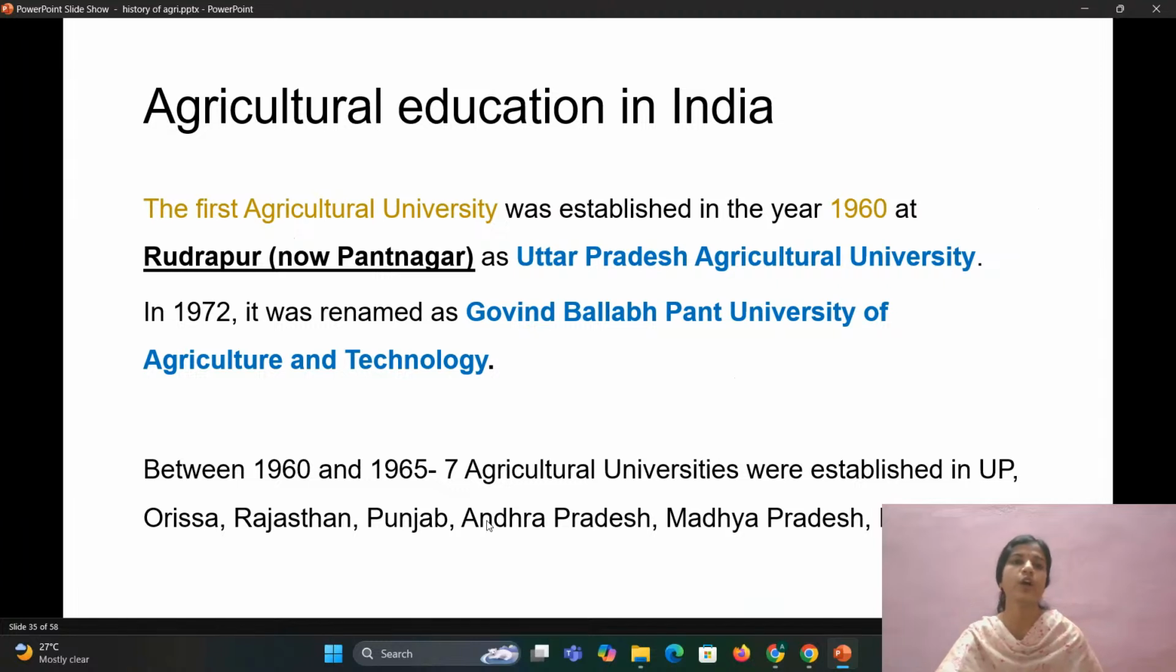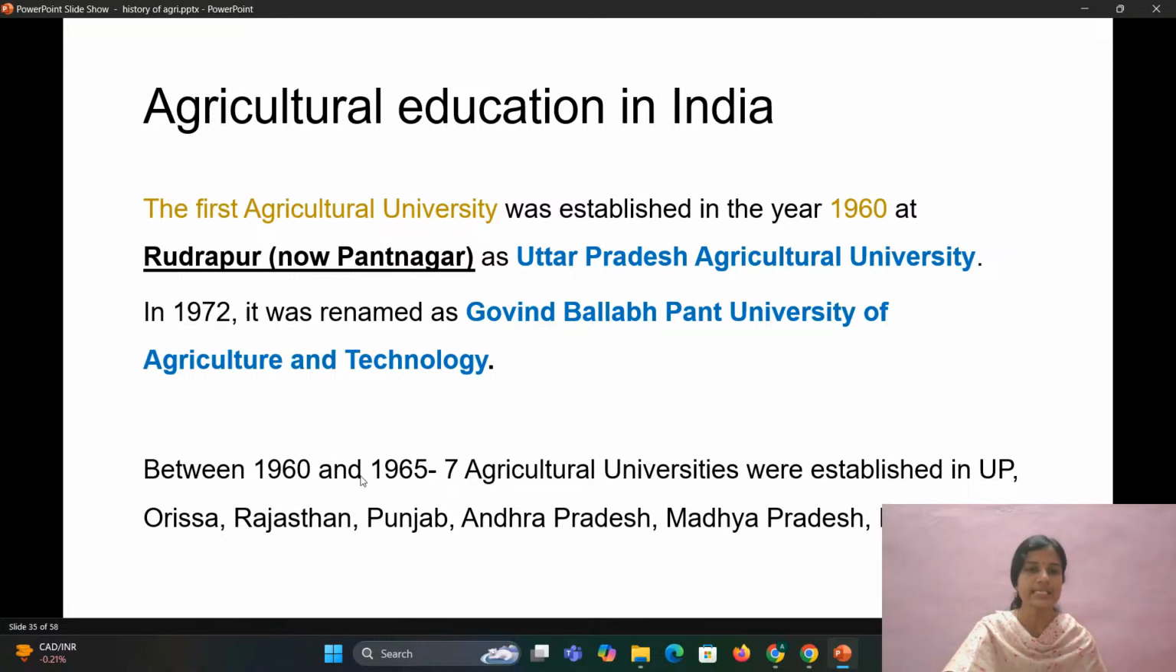So moving on to agricultural education in India. The first agricultural university was established in the year 1960 at Rudrapur. Rudrapur is now known as Pantnagar. It is the Uttar Pradesh Agricultural University, and in 1972 it was renamed as the Govind Ballabh GB Pant University of Agriculture and Technology. So the first agriculture university was established in the year 1960.